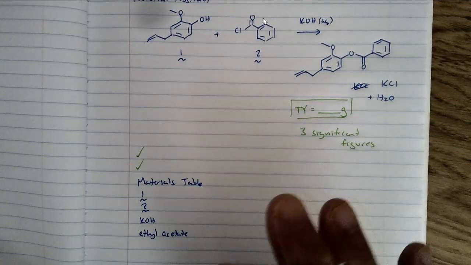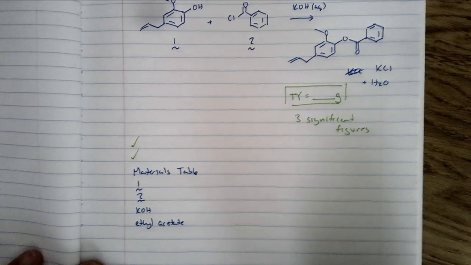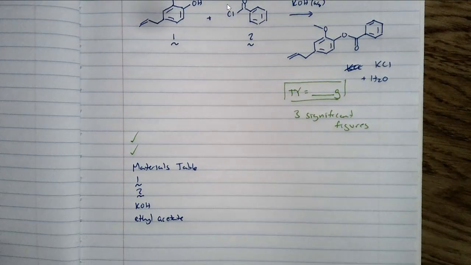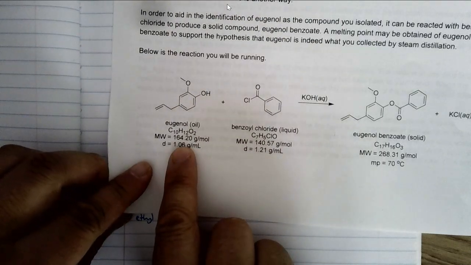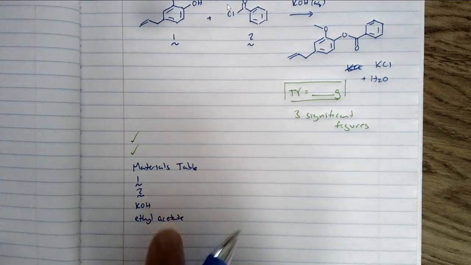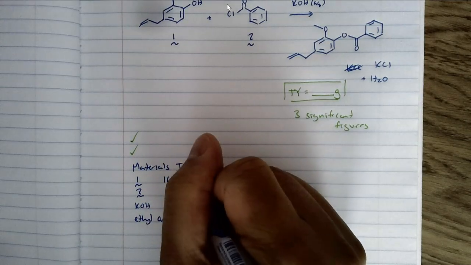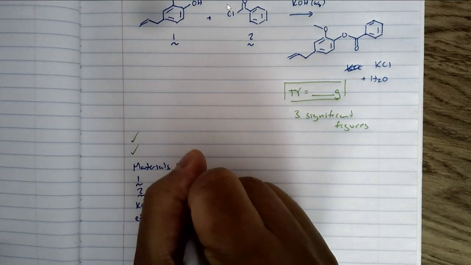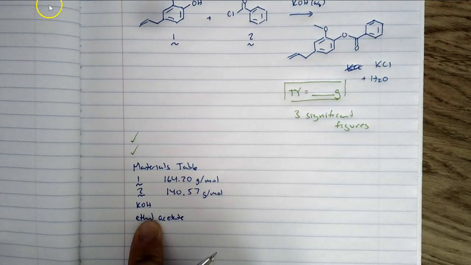Okay. What do I want here? I would like the molecular weights of the main ingredients, so 1 and 2. And I actually have that listed here, but sometimes you're going to have to Google it or look it up. The molecular weight is in grams per mole. So I like to put the molecular weight in the materials table. Number 1 is 164.20 grams per mole. Number 2 is 140.57 grams per mole.